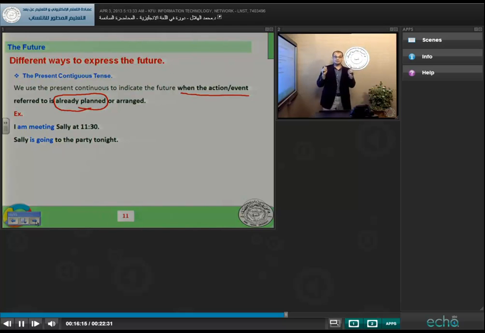So we use the present continuous tense to indicate the future only when the two people involved in the sentence agree on the action to happen. So there is arrangement, there is planning for the action to happen, and that's why the action is referred to in the future. So again, suppose this point is the present.